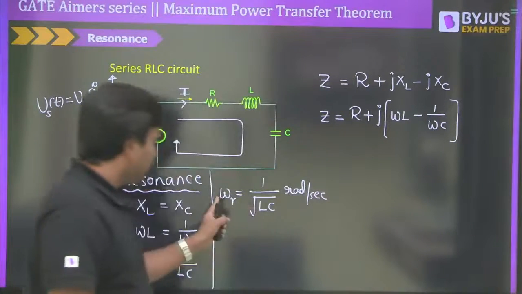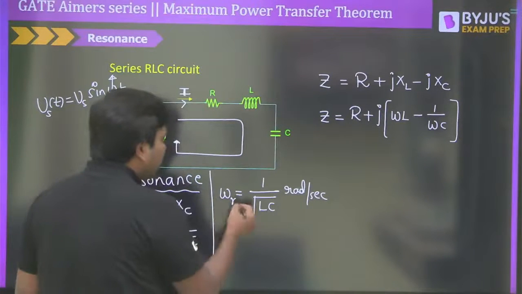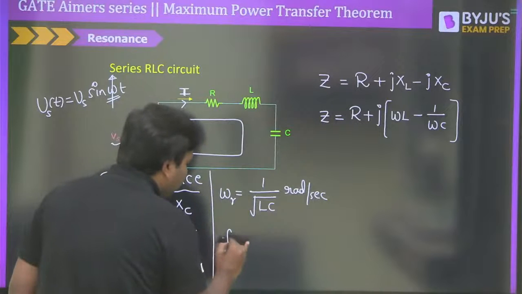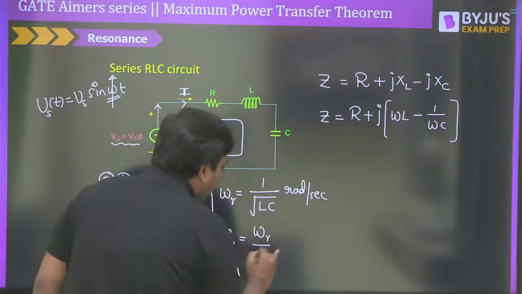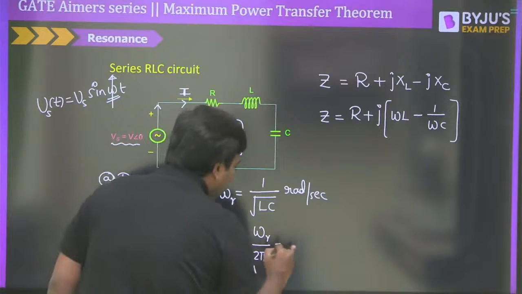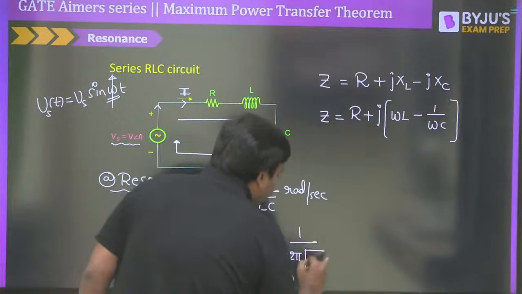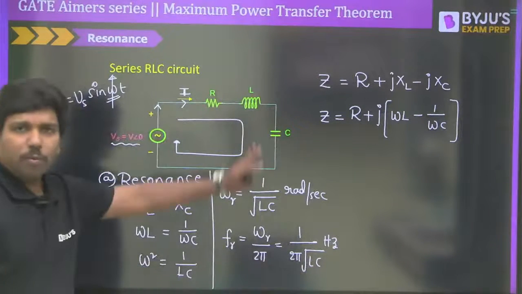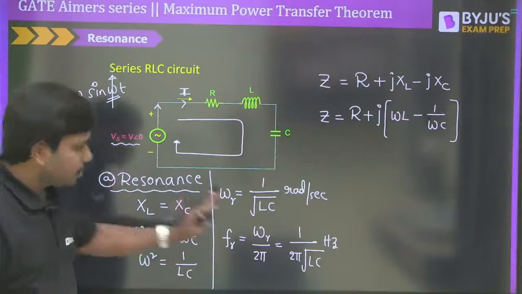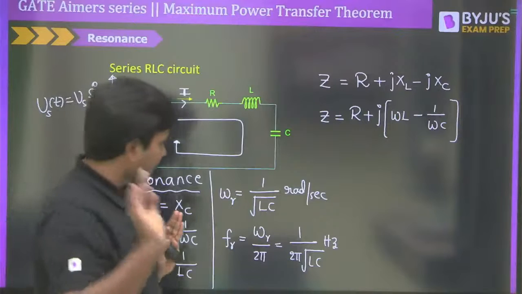Clear? So this is omega r. But how do we write the frequency? Omega r is equal to 2 pi f. So fr is equal to what? Omega by 2 pi, right? So let me write down omega r divided by 2 pi in terms of hertz. It will be 1 by 2 pi into under root of L into C. Of course, as I said, this is hertz. Clear? So now you might have understood clearly what the state of resonance is and when we get resonance, right? Remember this very, very clearly.